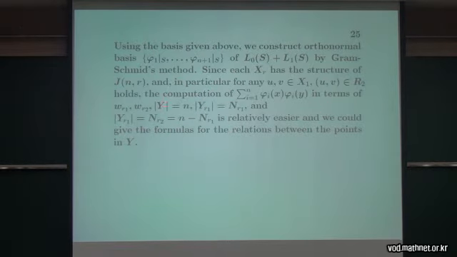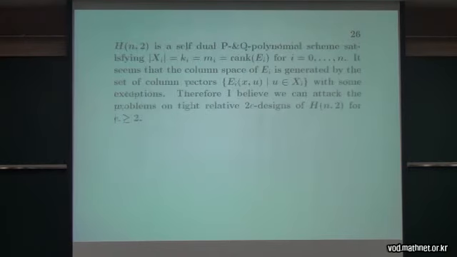Since each X_R for the binary Hamming scheme has the structure of a Johnson scheme, in particular, if U and V are in X1, then the relation between them, if they are not equal, is contained in the second relation. And the computation of this in terms of weight, or these numbers, is relatively easier, and we could give the formula given in the theorem, and we have the result.